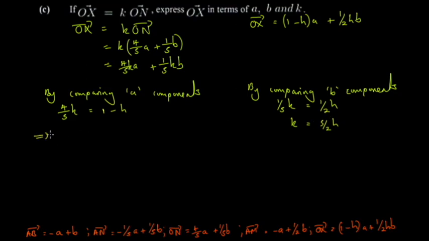So you can actually go back here and substitute 4 over 5 here, and K, it's 5 over 2H here. So you're substituting for K, equal to 1 minus H like this. So here you cancel, here you get 2. So you get 2H equal to 1 minus H. You get 3H equal to 1, H equal to 1/3 like this. Okay, so you get H equal to 1/3.